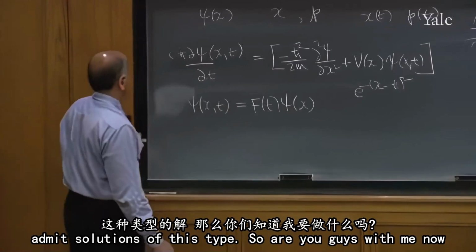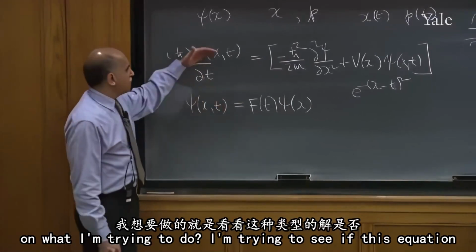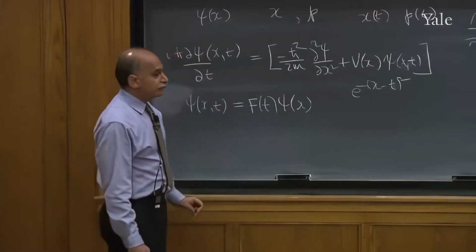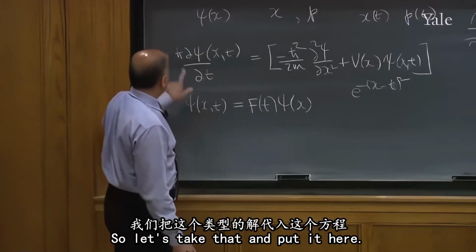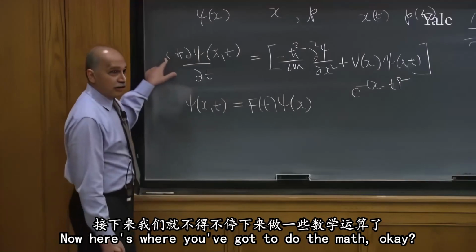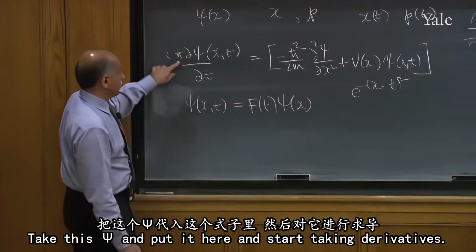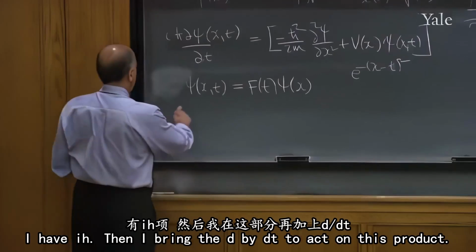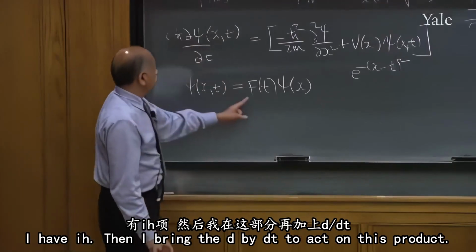Okay, so are you guys with me now on what I'm trying to do? I'm trying to see if this equation admits solutions of this form. So let's take that and put it here. Now here's where you've got to do the math. Okay, take this psi and put it here and start taking derivatives. Let's do the left-hand side first. Left-hand side, I have i h bar. Then I bring the d by dt to act on this product.